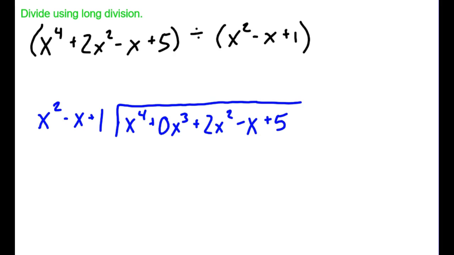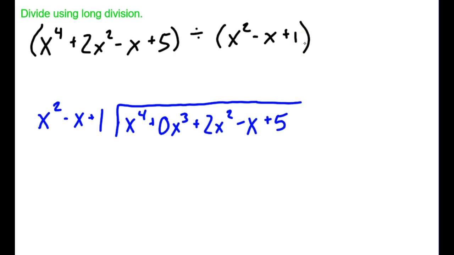First example, we want to divide these two polynomials. We have x to the fourth plus 2x squared minus x plus 5 divided by x squared minus x plus 1. We have to use long division in this case because we cannot use synthetic division. We can't use synthetic division because we're not dividing by a linear binomial.